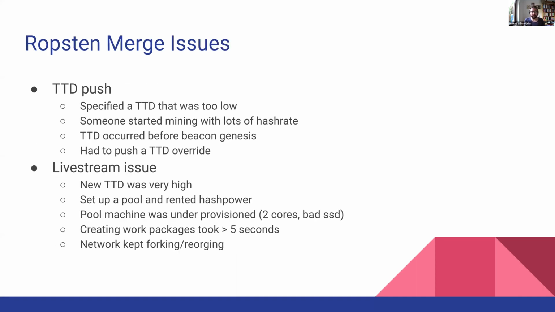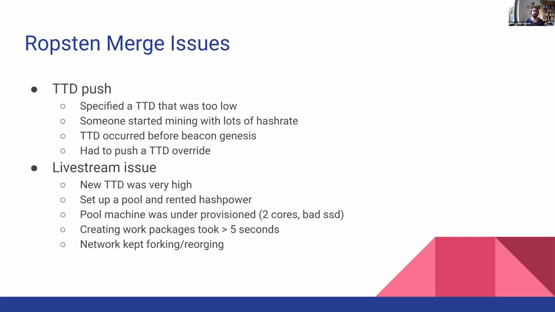All right, let's talk about issues. Ropsten merge issues. So we did the Ropsten merge, and the merge itself went extremely well for us for Go-Ethereum. We didn't have a single issue. There was one client combination, Geth-Lodestar, that had some problems, but it wasn't on the Geth side, it was on Lodestar. And otherwise it went extremely well for us.